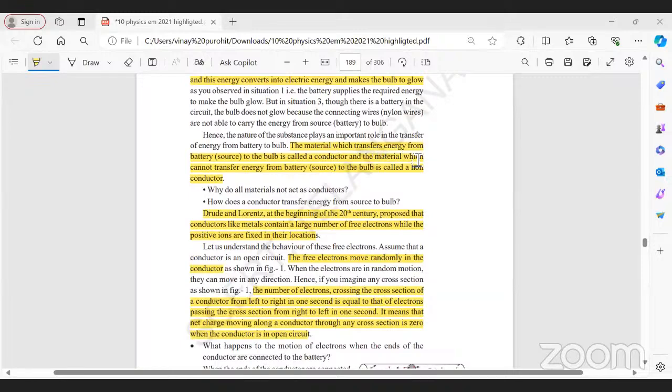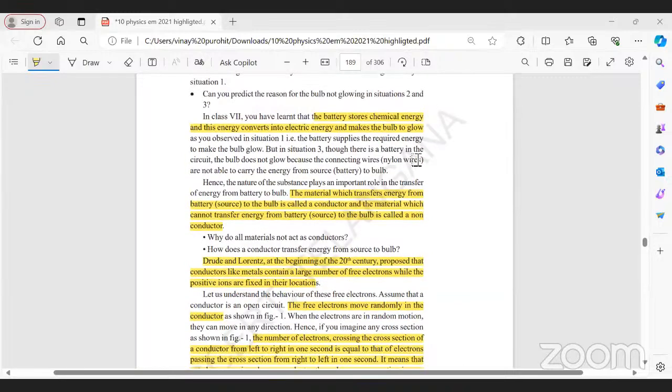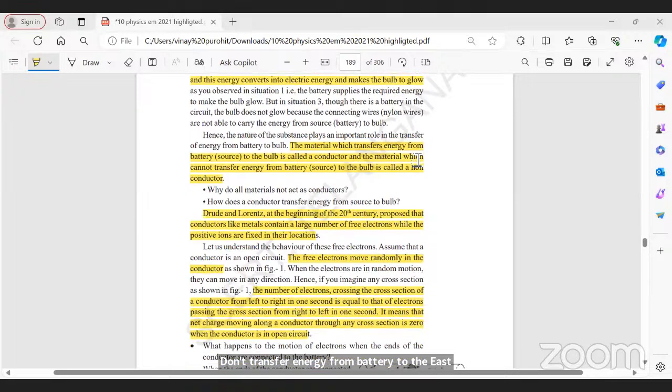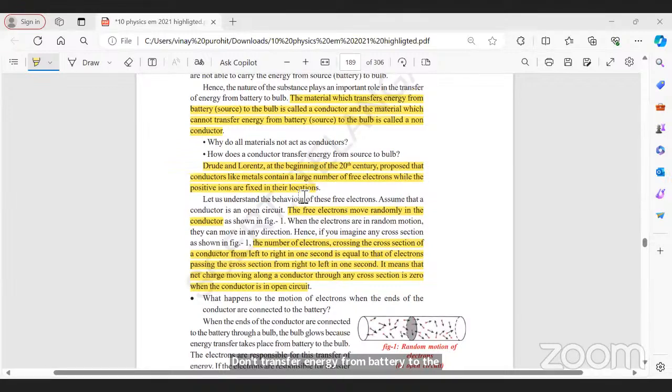The material which transfers energy from the battery to the bulb is called a conductor, and the material which cannot transfer energy from the battery to the bulb is called a non-conductor. Drude and Lorentz, at the beginning of the 20th century, proposed that conductors like metals contain a large number of free electrons, while the positive ions are fixed in their locations. So electrical conductivity happens only in some materials. Electrons flow, but not in everything. Those materials are metals. So they found that metals are good conductors of electricity.